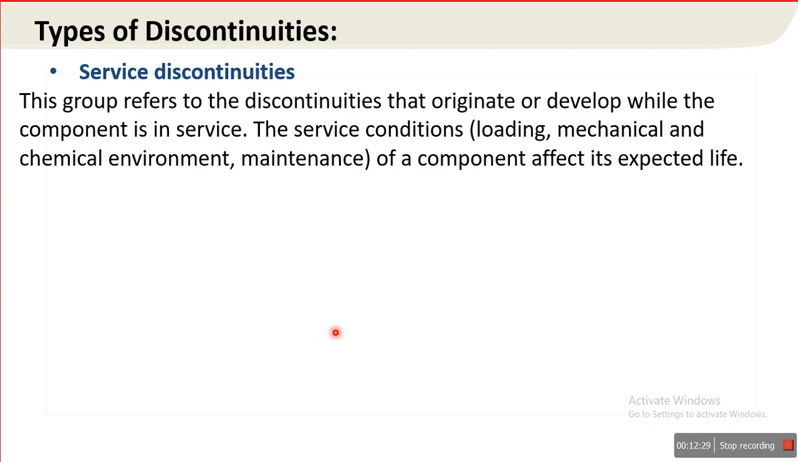Service discontinuity. So this is the third group. This group refers to the discontinuities that originate or develop while the component is in service. So that component may be subjected to structural loading or any mechanical loading, or it may be subjected to a chemical environment or huge maintenance. So corrosion also comes under service discontinuity, and it can appear due to an extremely corrosive chemical environment.